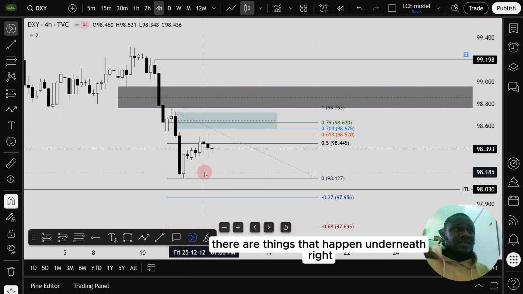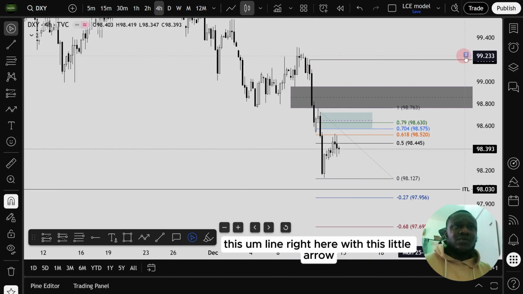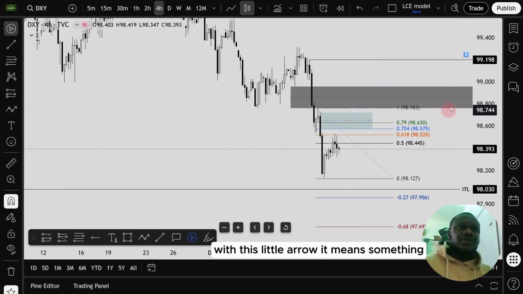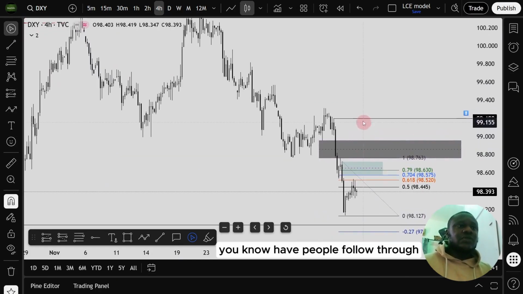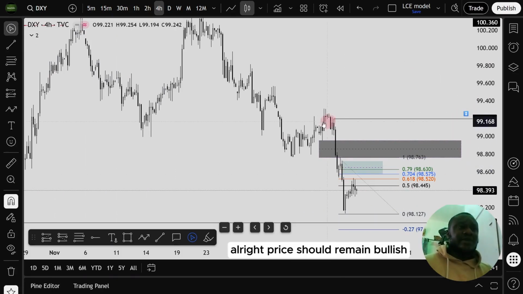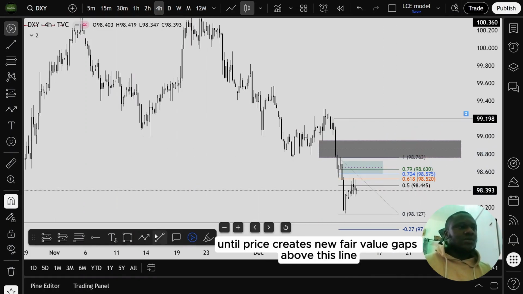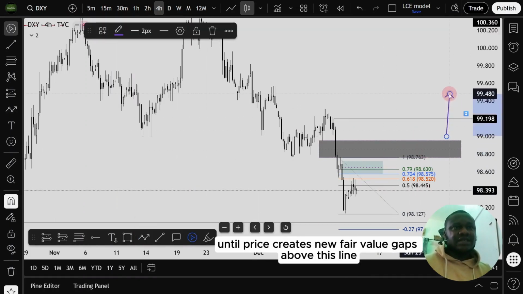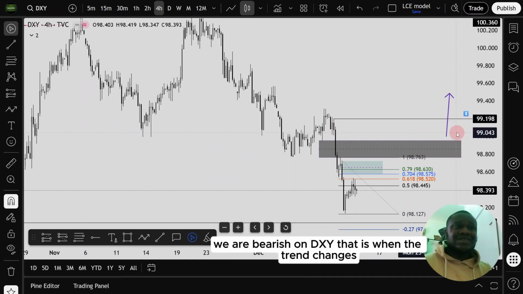You need to understand there are things that happen underneath, right? There's this line right here with this little arrow. It means something. One of these days I'll take our time to really break down my strategy and have people follow through. This is an average trend change indicator. All right, price should remain bearish on DXY until price creates new fair value gaps above this line. So until price has created new bullish fair value gaps above this line, we are bearish on DXY. That is when the trend changes.